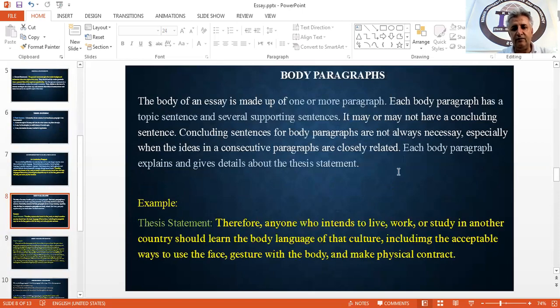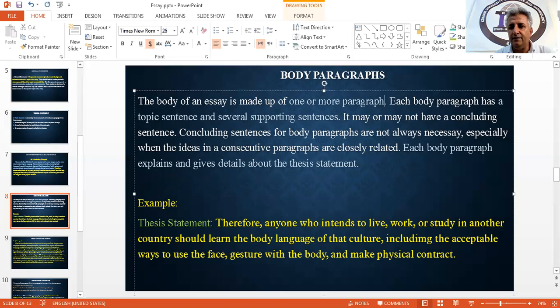After the introductory paragraph, we have the body paragraphs. The body of an essay has one or more paragraphs. Each paragraph has a topic sentence and some main points with supporting details. A complete sentence is not necessary, especially when the ideas in consecutive paragraphs are closely related. Each body paragraph explains and gives detail about the thesis statement.